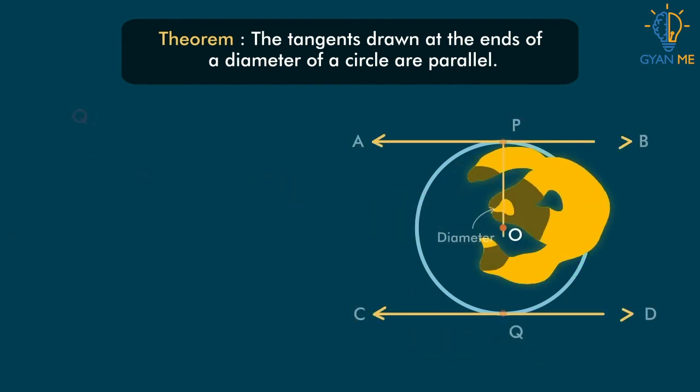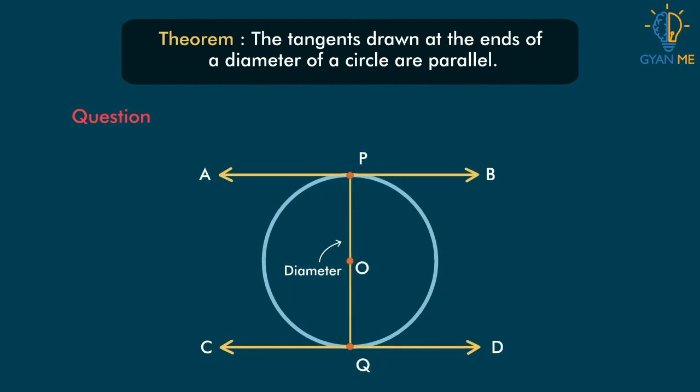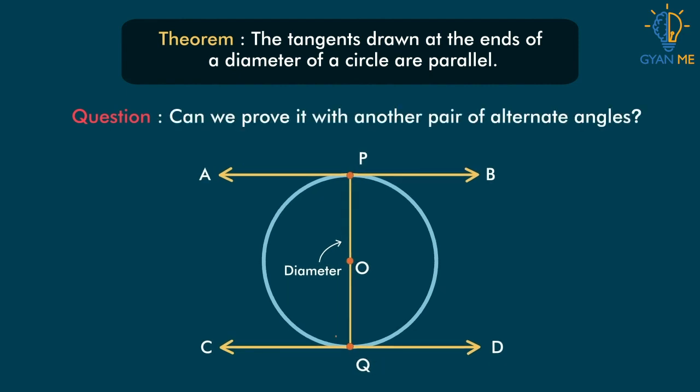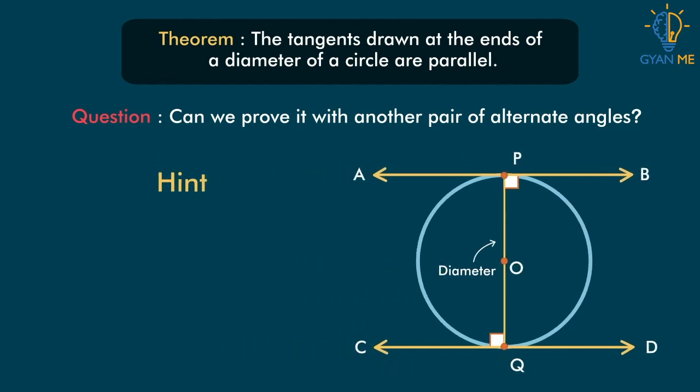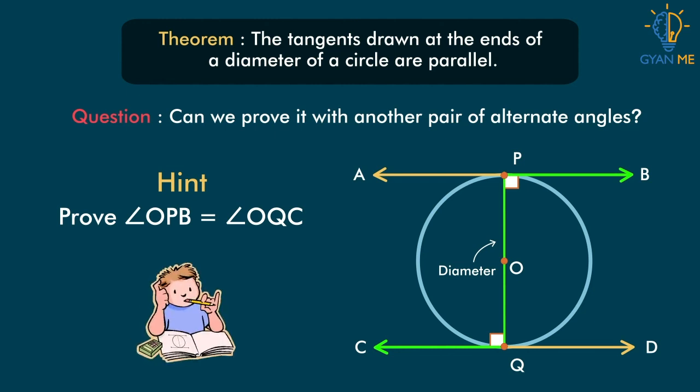Now there is one question for you. Can you prove these tangents parallel using another pair of alternate angles? I'll give you a hint. Prove angle OPB and angle OQC equal in a similar way. So try this as a self exercise.